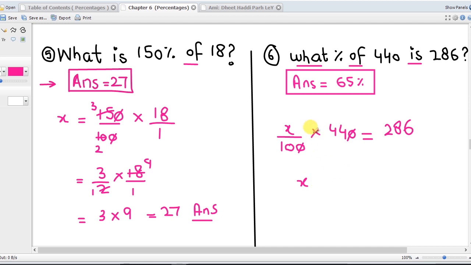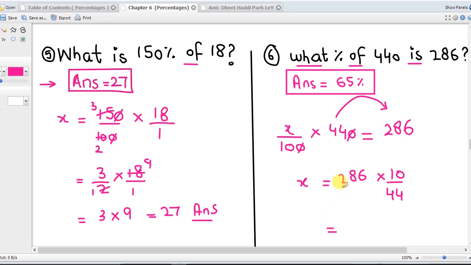Now we need to shift the extra things over here, which are 10 and 44, towards the other side of the equation. So x is equal to 286. Now this 10 is dividing on the left side. Once I'm going to shift it towards the other side, it will get multiplied. This 44 is multiplying on one side, so when we are going to move or shift it towards the other side, it will get divided, right? This is a simple rule of moving values or shifting values from one side of the equation to the other side of the equation.